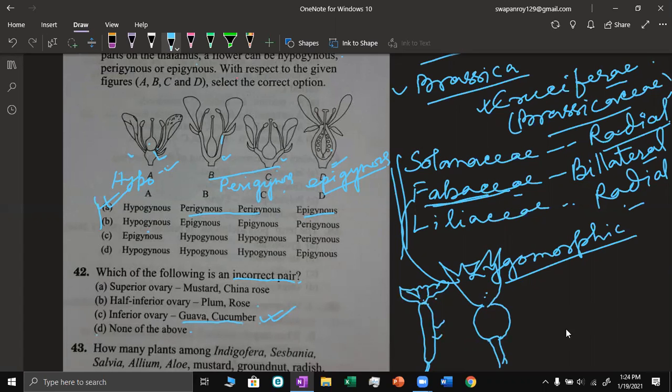Have you seen guava? In the guava fruit, you will find that this is the stalk of the fruit. And in the guava, you will see some very hard calyx attached here at the base. Okay, hard calyx is attached.